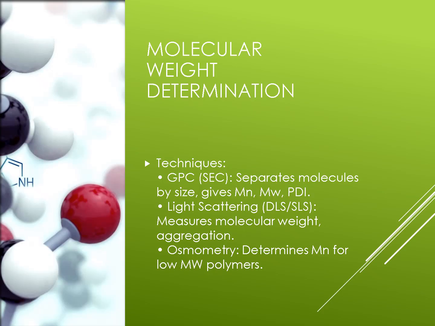For even higher precision, light scattering techniques, both dynamic and static, come into play. They measure how light bounces off polymer solutions to estimate molecular size and aggregation. And when working with smaller polymers, osmometry is a reliable method to determine number average molecular weight. Each technique offers a piece of the puzzle that helps manufacturers ensure consistent quality and performance.